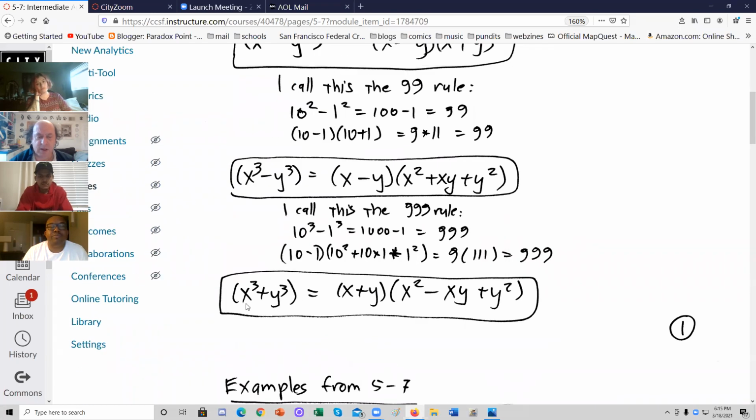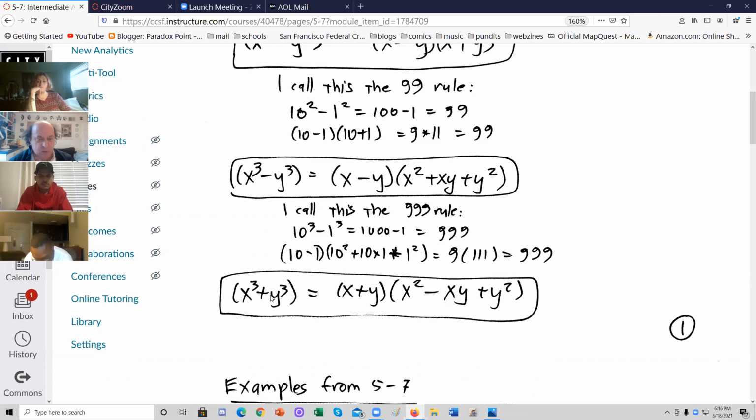Now, here we have a sum of cubes rule. It's a lot like the difference of cubes rule, only every odd power of y we flip over. So instead of minus y cubed, we have plus y cubed. Minus y becomes plus y. X squared stays x squared. Plus xy is minus xy. This is an even power of y, so it stays plus y squared.